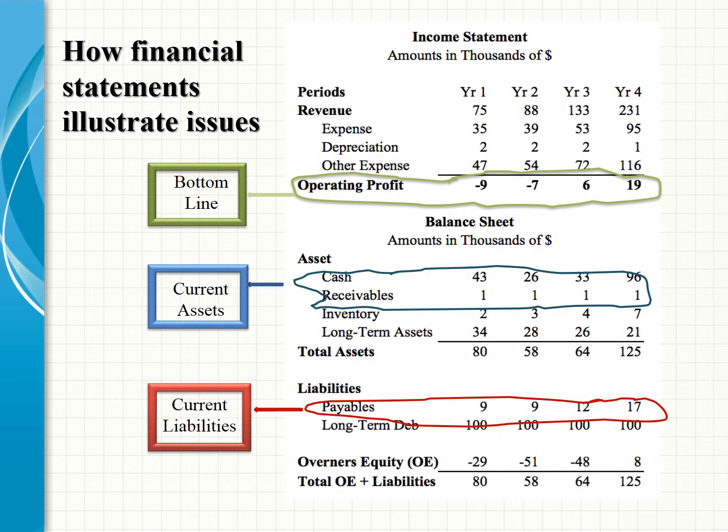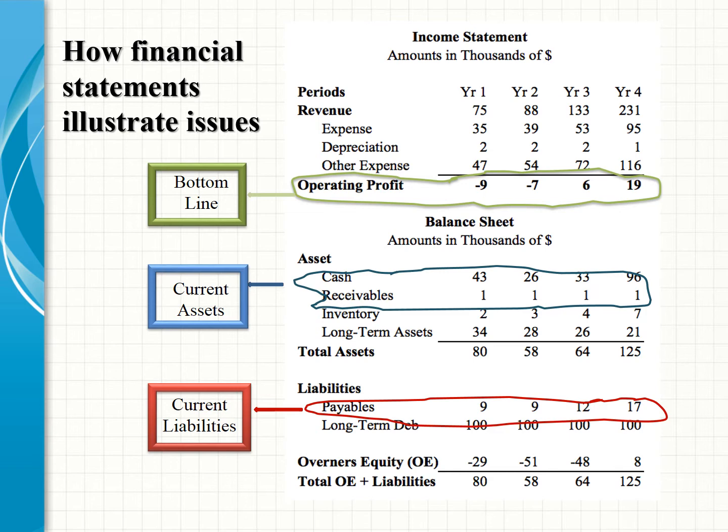How financial statements illustrate issues, continued. If users want to know if a business is profitable or not, they look at the income statement. Please take a look at the income statement. You can see that in year 1, this business operated at a loss of $9,000. In year 2, it continued to operate at a loss of $7,000. But by year 3, it generated $6,000 in revenue beyond liabilities, and in year 4, it brought in $19,000 in profit.